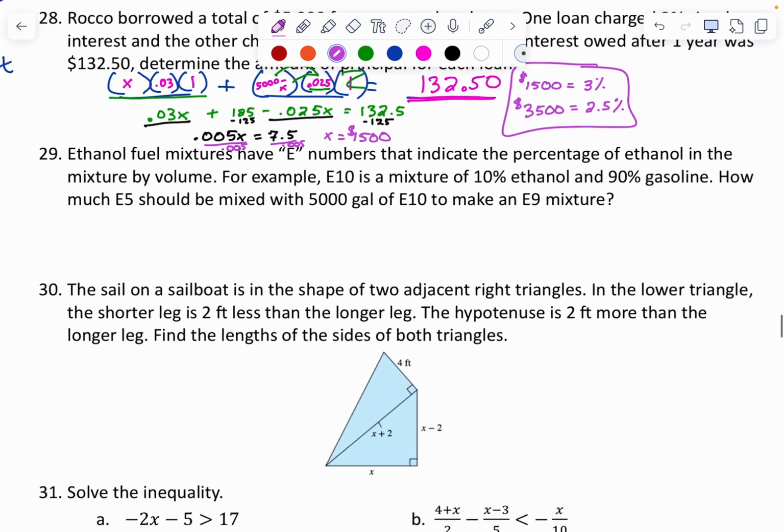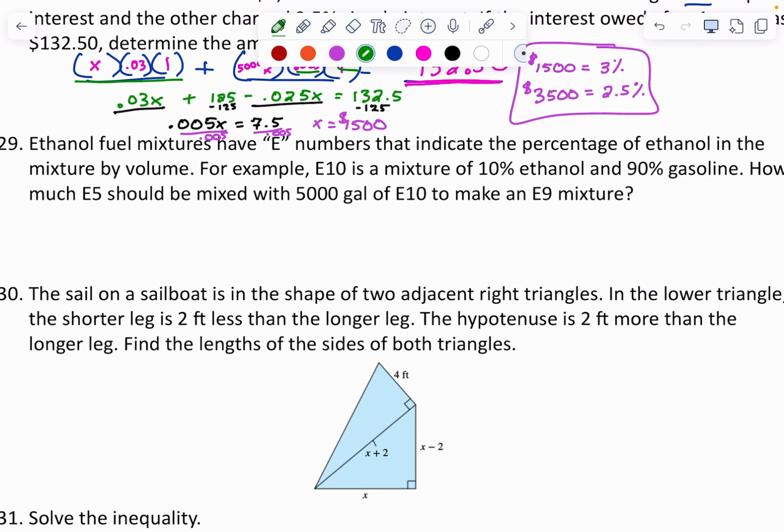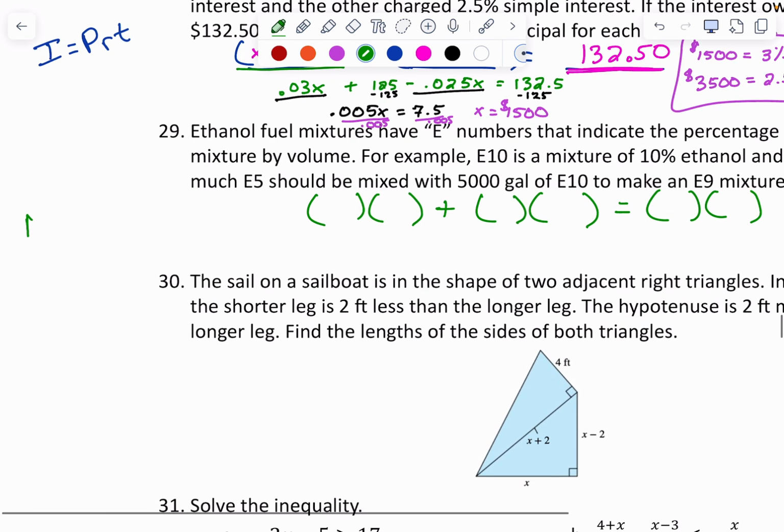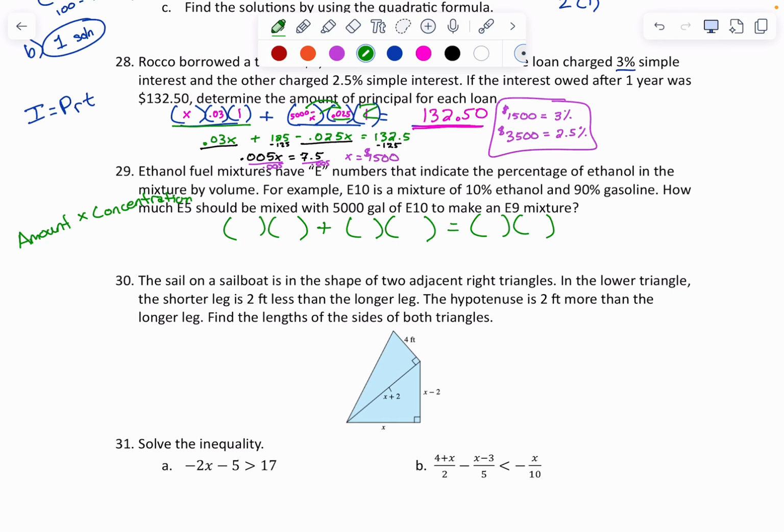Okay. Number 29. We have a mixture problem. So I'm guessing we've got an amount times the concentration plus amount times concentration equals amount times concentration. Okay. Ethanol fuel mixtures have E numbers. Did you know that? If you go to the gas station, you get like E85 or whatever. For example, E10 is 10% ethanol, 90% gas, right? How much E5 should be mixed with 5,000 gallons of E10 to make an E9 mixture?